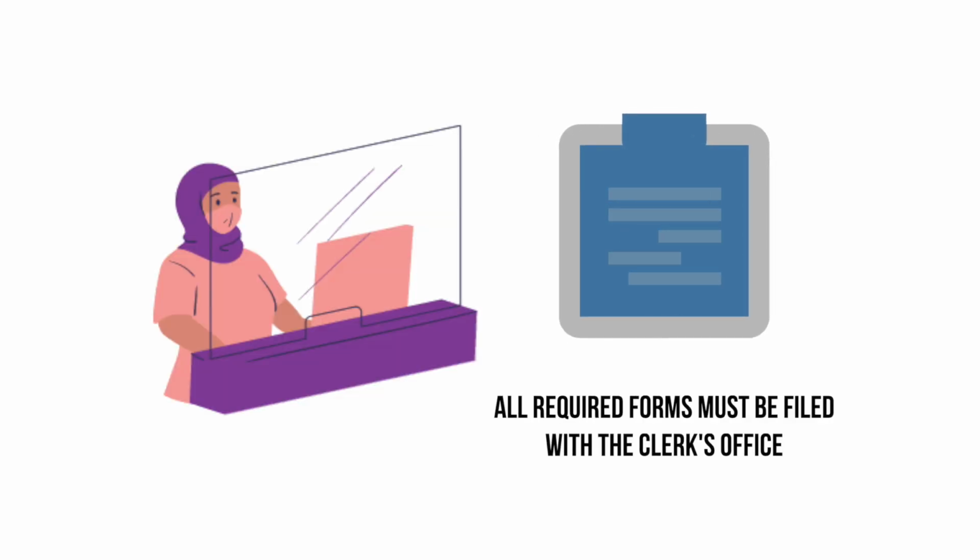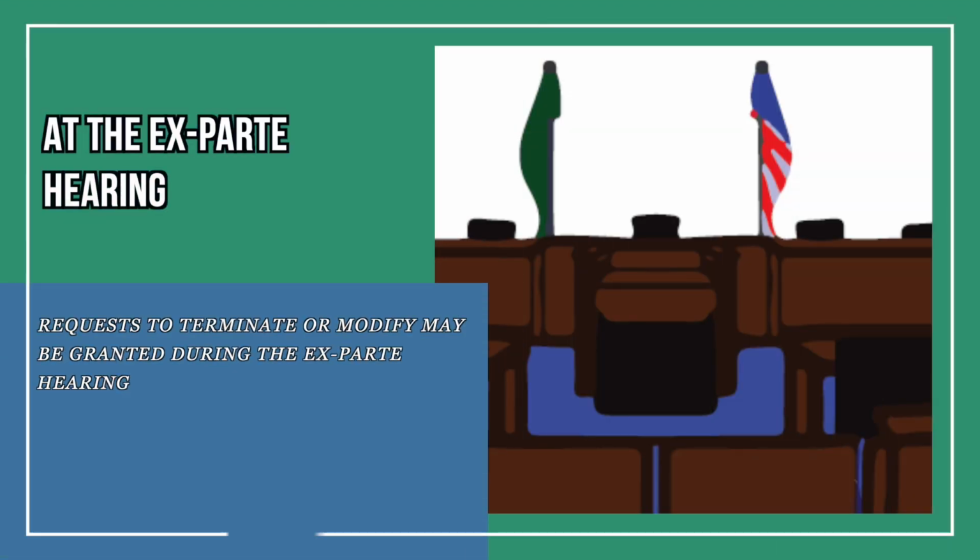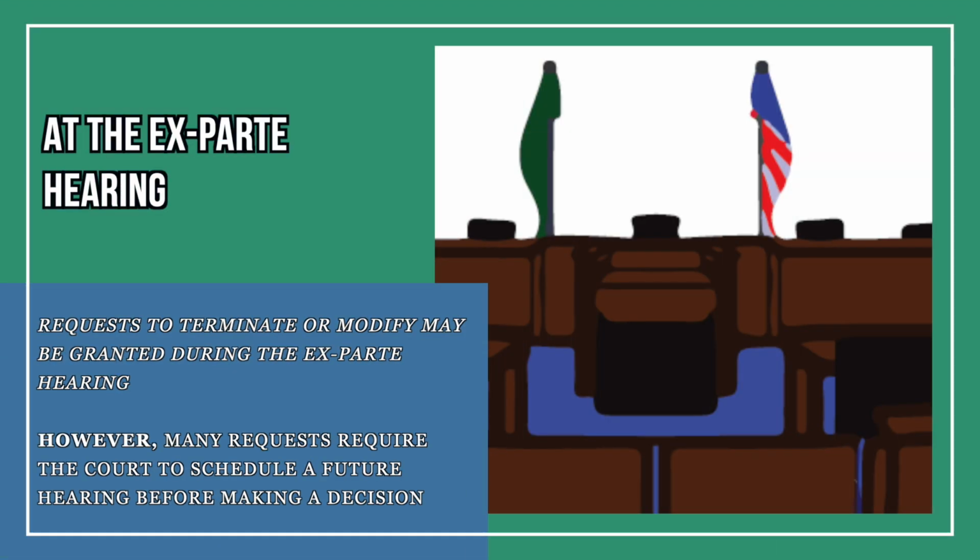Next, you must attend an emergency ex parte hearing. While it is possible your request to modify or terminate the protection order may be granted during the first hearing, it is also possible the court may need to set a return hearing to hear the motion 2 weeks later. In either case, the paperwork must be served to the other person.